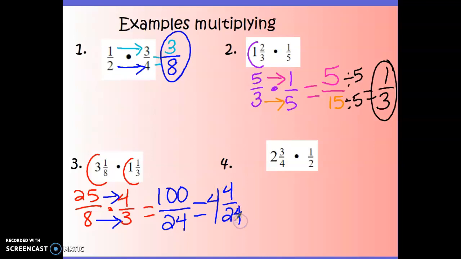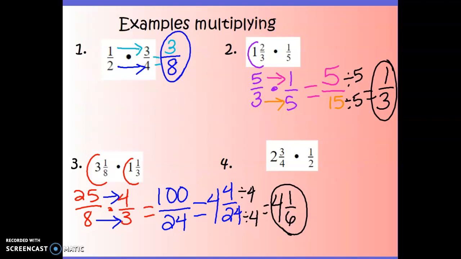Now I can still simplify this by 4. So I get 4 1/6. Okay, so that is my answer for number 3.